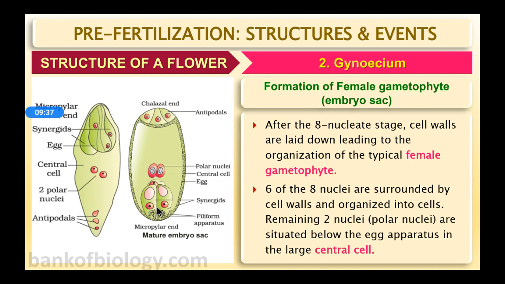So altogether, what remains? One more thing is there. Only the egg and the central cell, only 3 are participants. The remaining 5, that is 3 antipodals plus 2 synergids, will degenerate.